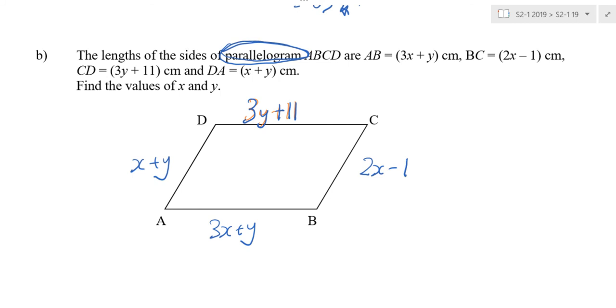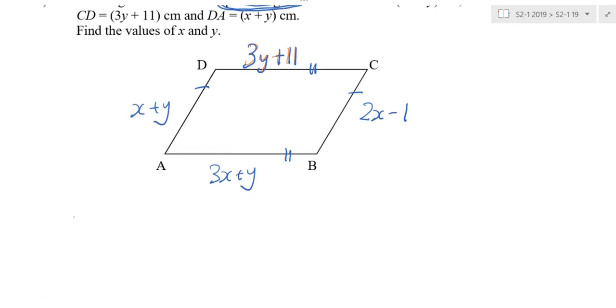Now, if I underline this word, there's only one thing I can say: 2 lengths are equal. The other 2 lengths are equal. Now, maybe I want to indicate. Can I form the first equation?